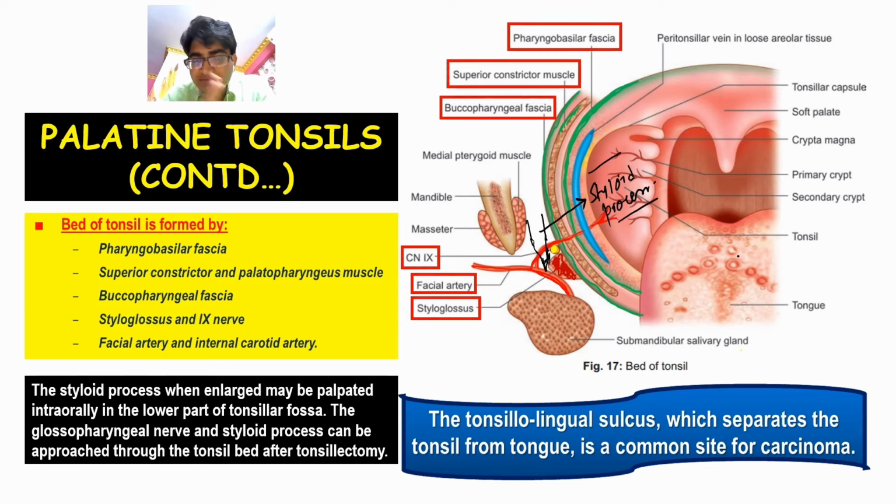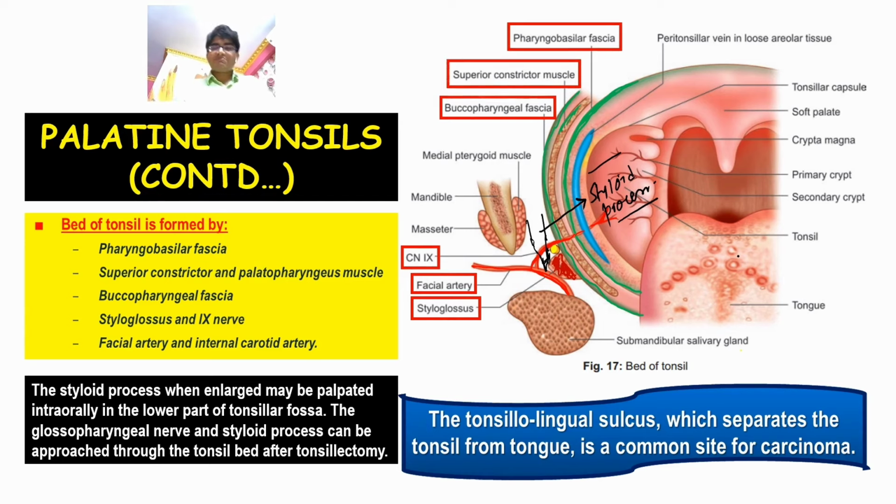effect of persistent styloid process causing penetration of this nerve. Okay, so there is neuropraxia, and there can even be pain around the ear region, and that is stylalgia presenting with. During that phase also, the styloid process, if enlarged, may be palpated intraorally through the tonsillar fossa.